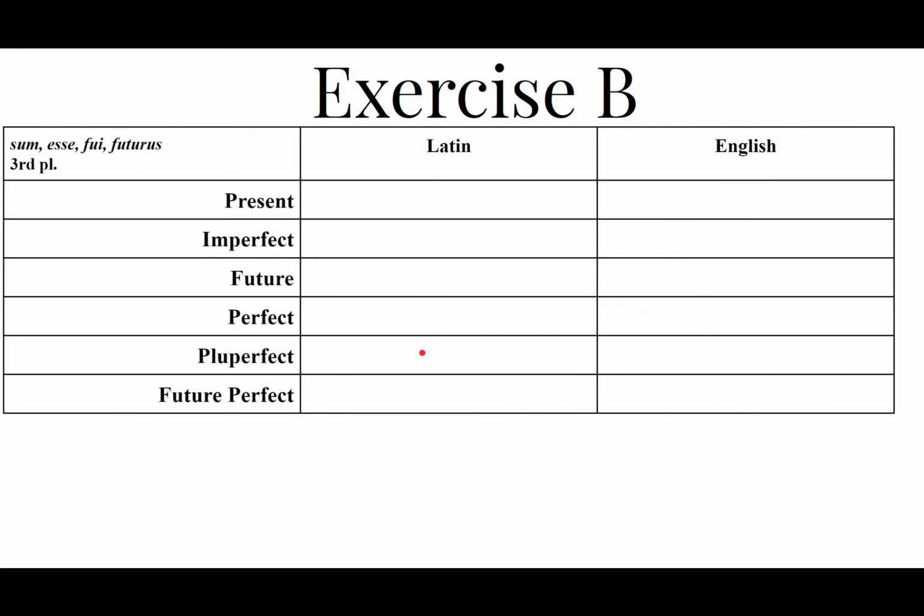Pluperfect, fuerant. They had been, and then the future perfect is fuerint. They will have been.